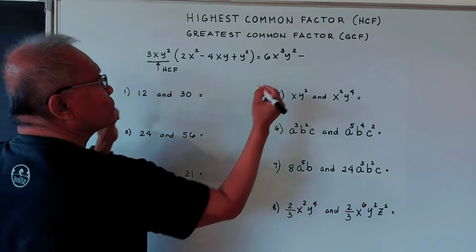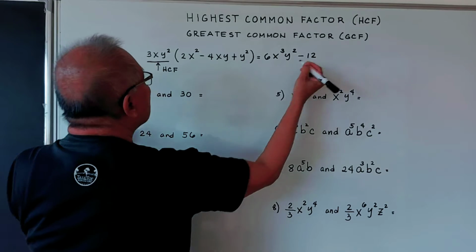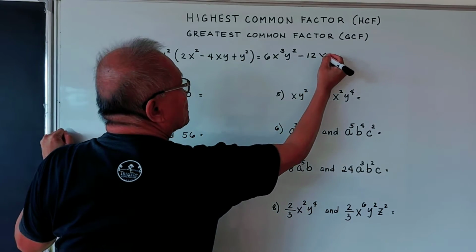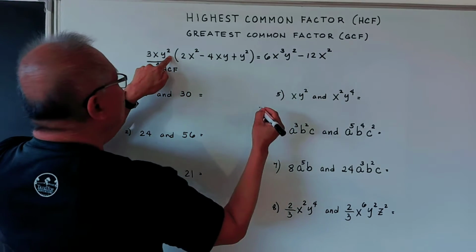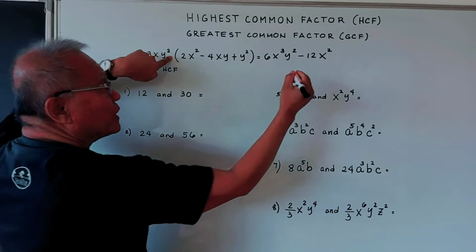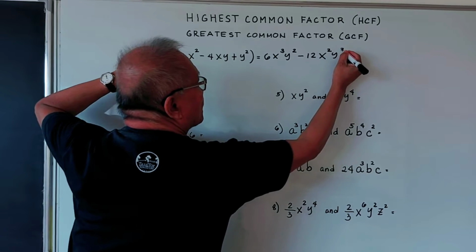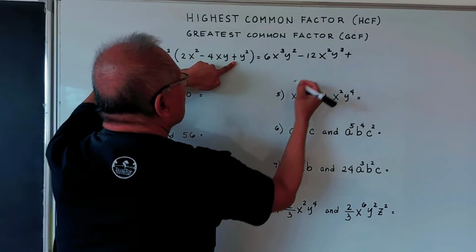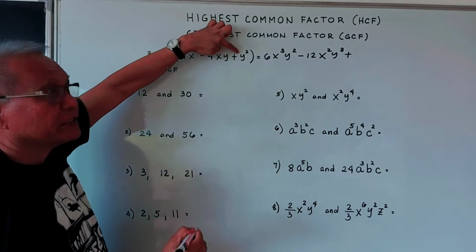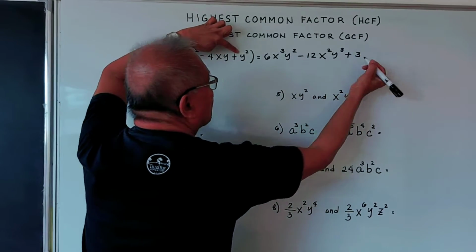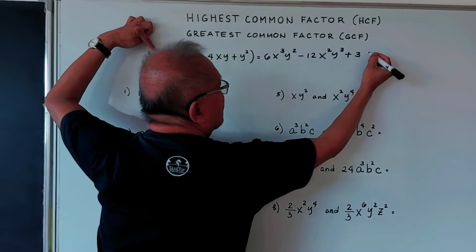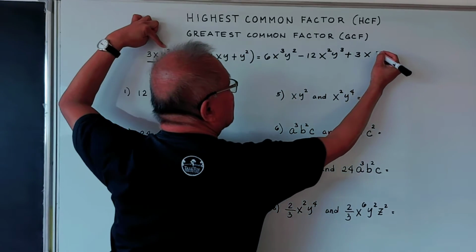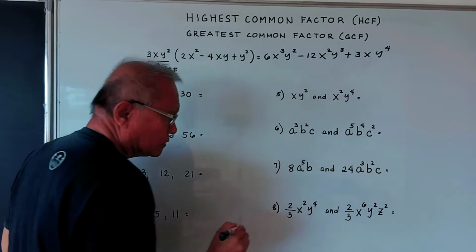3 times 4 is 12 here. x times x, add exponents, 1 plus 1 is 2. y squared times y is y cubed. And finally we have the y here, positive. Then 3 times 1 is 3, and then x, and then y squared times y squared is y to the 4th.